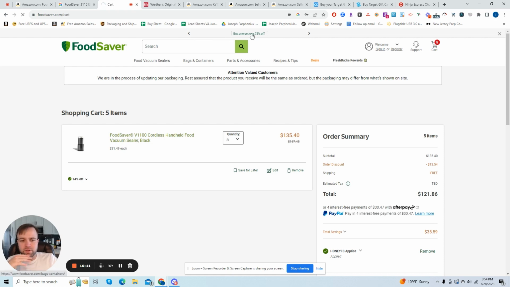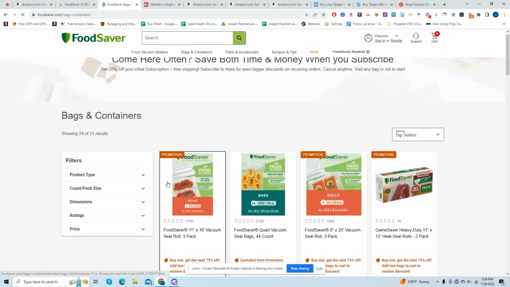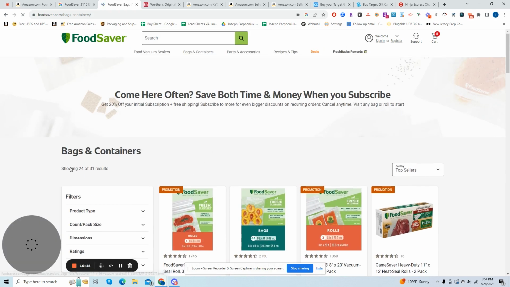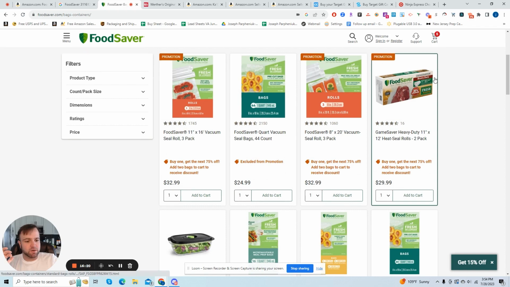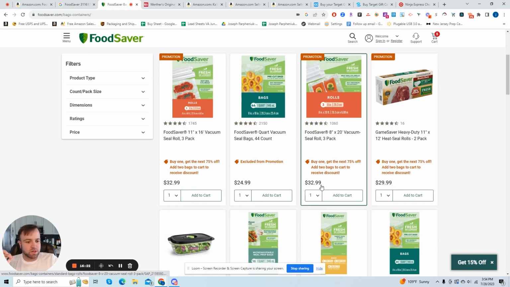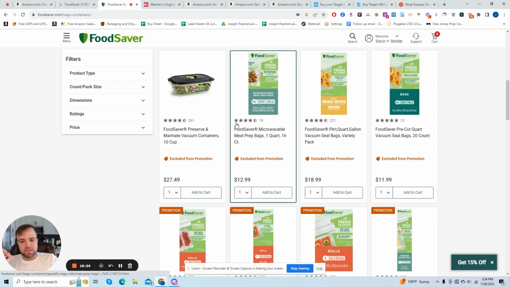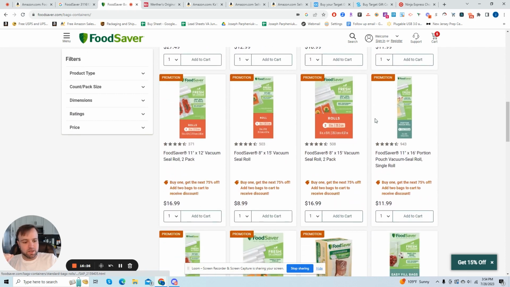Also, it says buy one, get one 75%. You definitely want to be a little bit curious when you're sourcing. So it looks like there's a bunch of good deals going on here. If you buy one, get one, the next one is 75% off. So I would definitely be trying to look for stuff there.